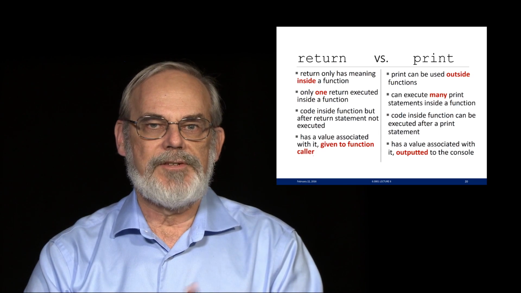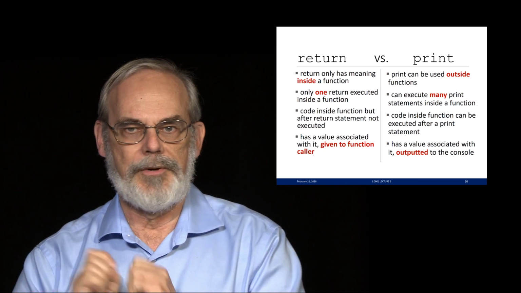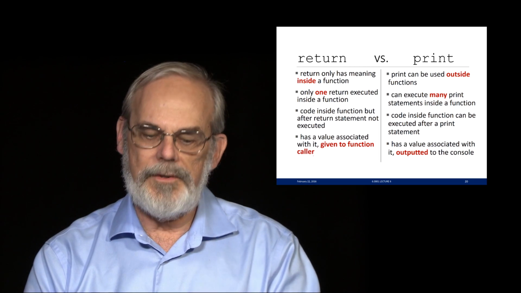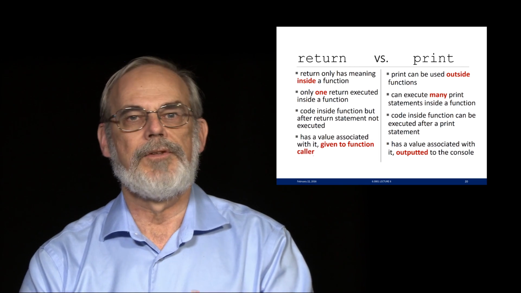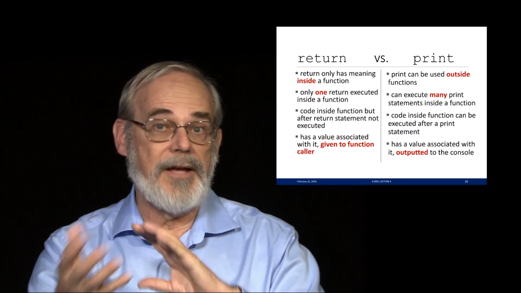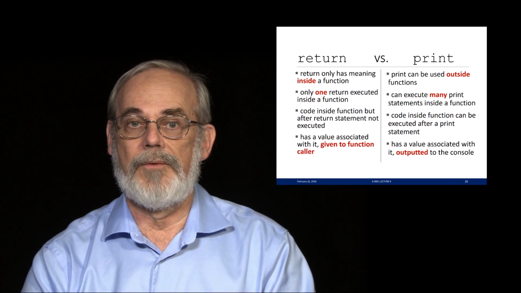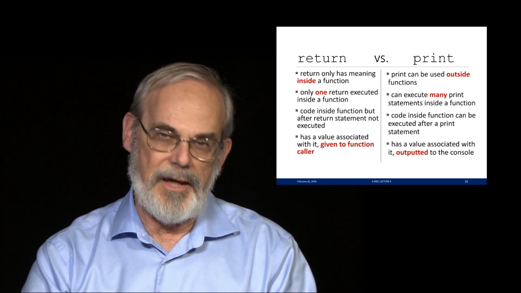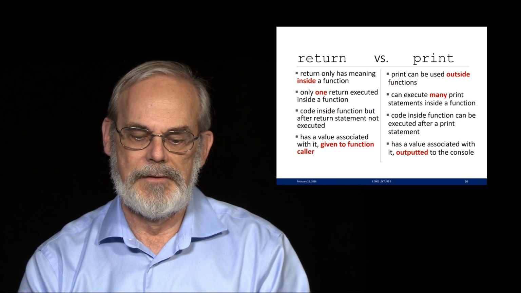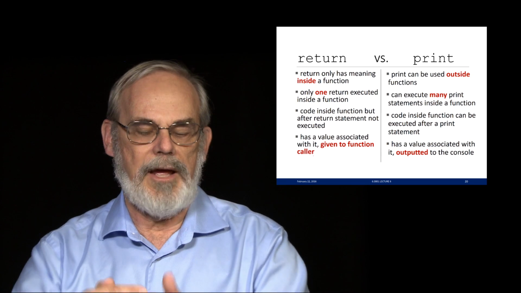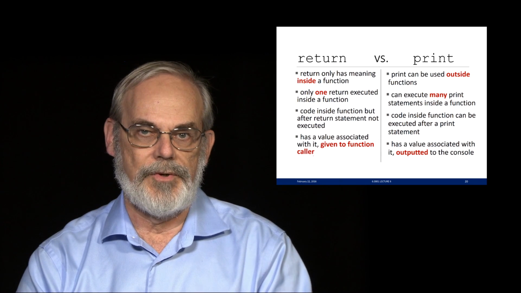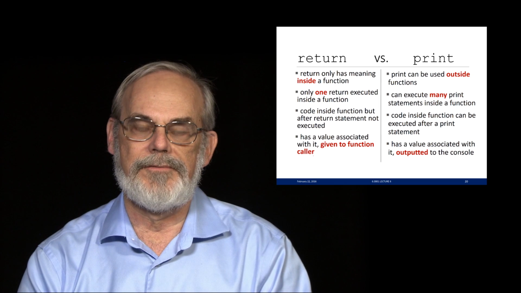In fact, that gives me a chance to talk about the difference between return and print. You can see the description here, and let's just do it quickly. Return only has a meaning inside a function. It's the only place we can use it, inside a function. I could have more than one return. If I have branches or other conditionals, I might have different places from which I want to return, but only one return will ever be executed inside the function because it's going to throw me outside of the function and return a value. Any code inside the function but after the return statement will never be executed. And of course, a return does have a value associated with it. It's given back to the person who called the function.